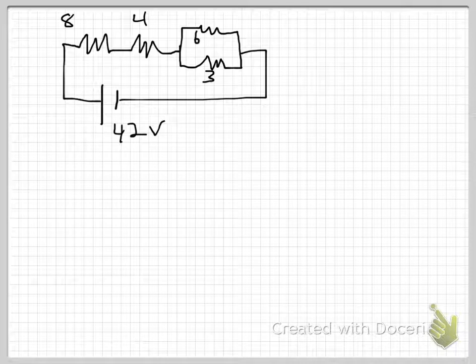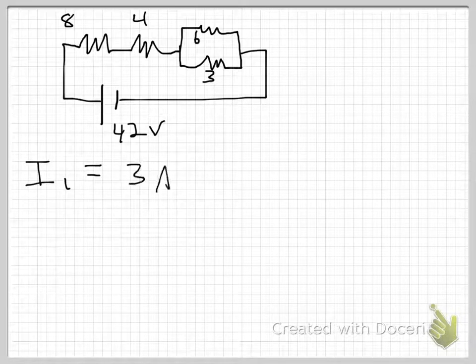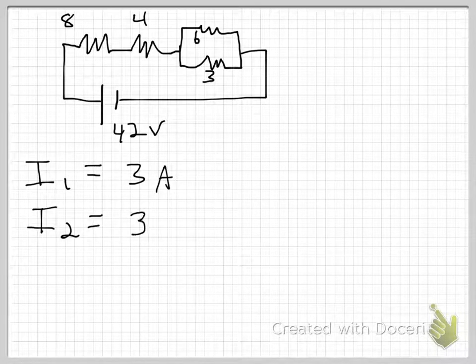What we found so far is that the current that's flowing through my 8 ohm resistor, I'm going to call that I1, is equal to 3 amps. And the current that's flowing through my 4 ohm resistor, I'll call that I2, is equal to 3 amps.